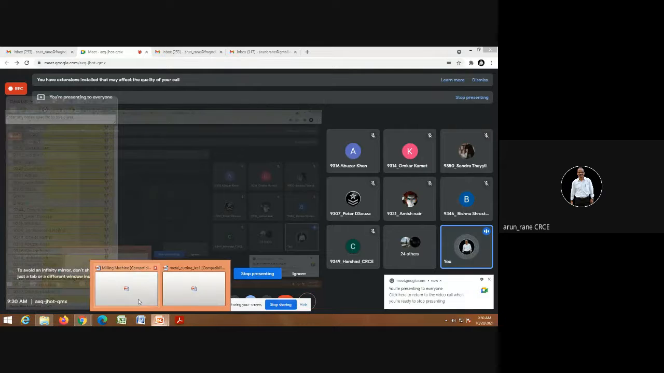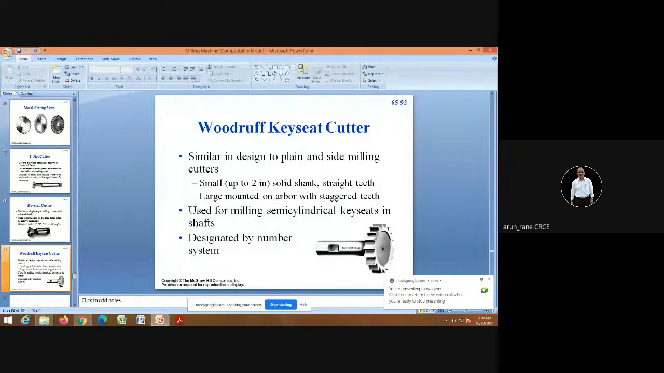The advantage of the Woodruff key in the tool post is to align, to move your cutting tool or your pulley or your shaft a little up and down. Since it is semicircular in shape, you have to push it a little in and out, so that it lifts the cutter up or lowers the cutter a little below.